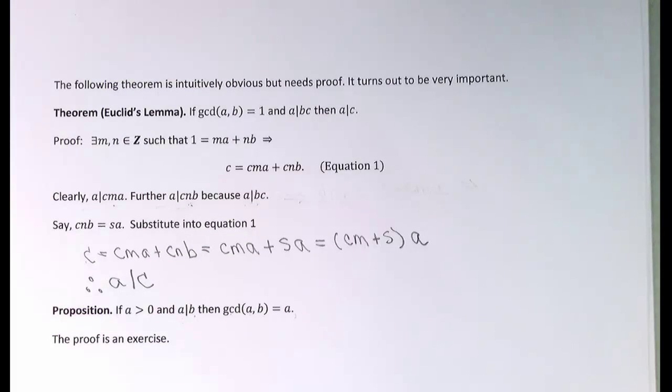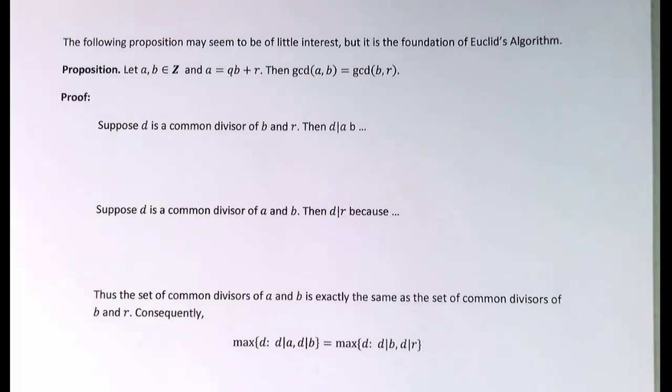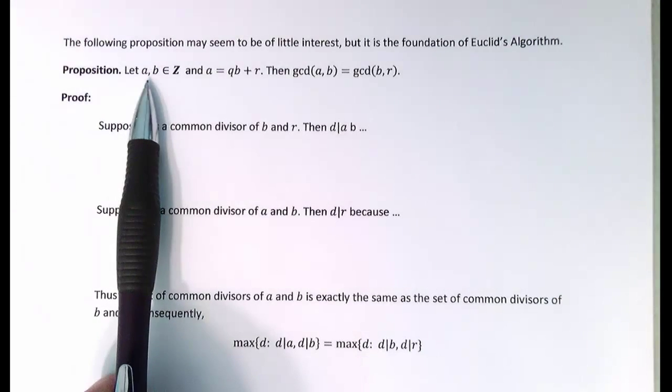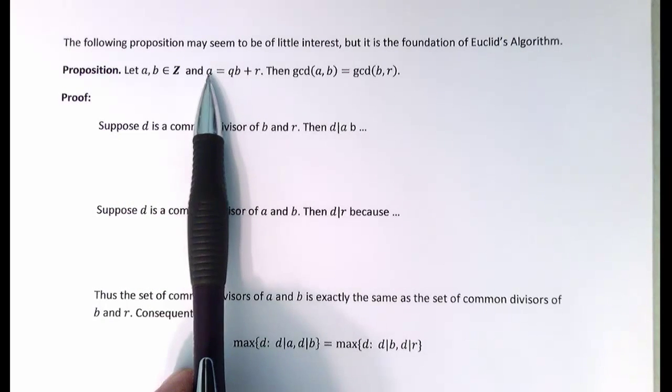We can also prove that if a is greater than 0 and a divides b, then the GCD of a and b must be equal to a. We won't prove that here because that proof is left as an exercise. We now turn to the central fact that allows us to show that Euclid's algorithm yields the greatest common divisor. Let a and b be integers, and a equal to qb plus r.